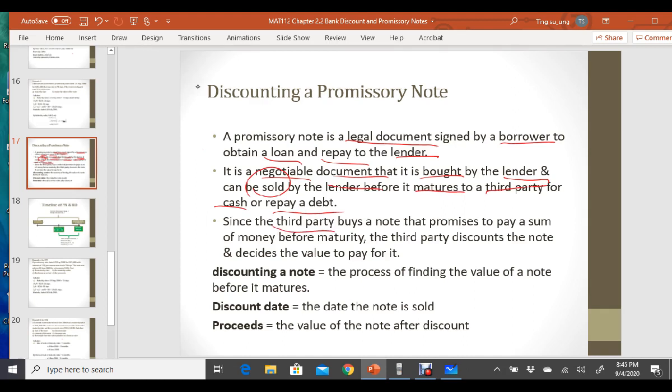Since the third party buys the note that promises to pay a sum of money before maturity, the third party discounts the note and decides the value to pay for it. So what does it mean by discounting a note? It is the process of finding the value of a note before it matures. Discount date is the date that the note is sold. Proceeds is the value of the note after the discount.